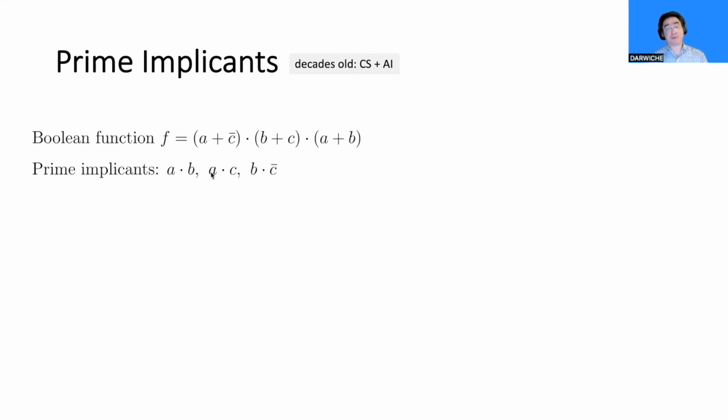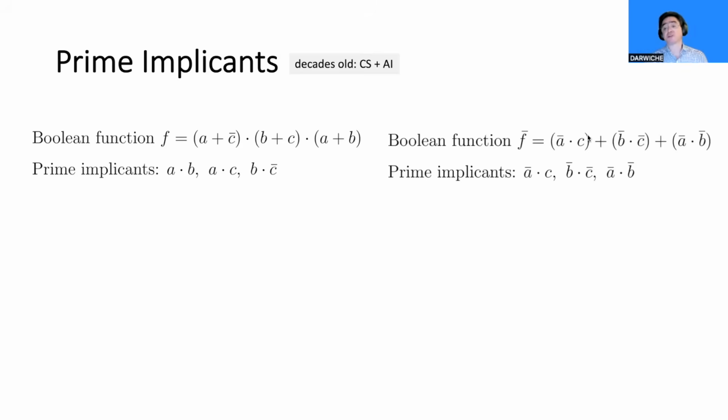And here's another prime implicant. Here's another prime implicant. If you look at the complement of the function, it's this one. These are its prime implicants. So if A is false and C is true, then this function will generate a 0. F will generate a 0. And there are 2 more in this particular case.